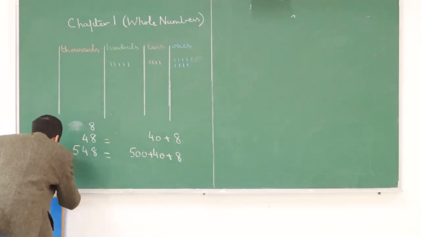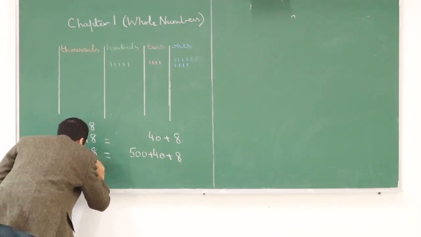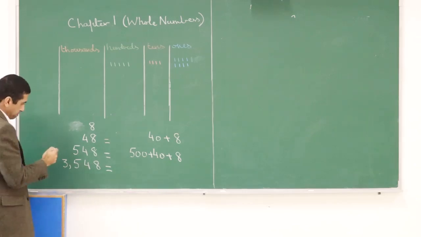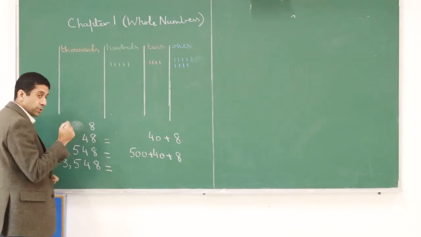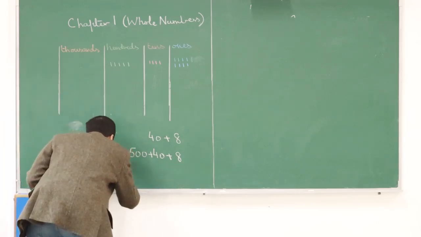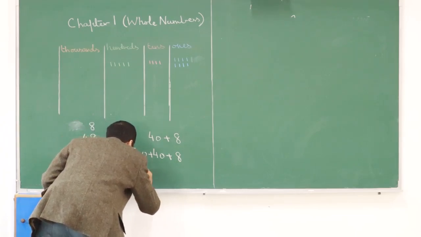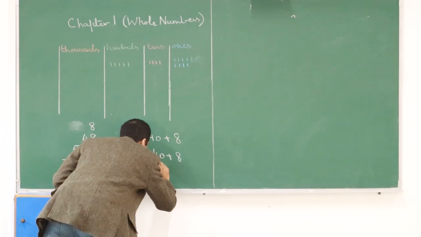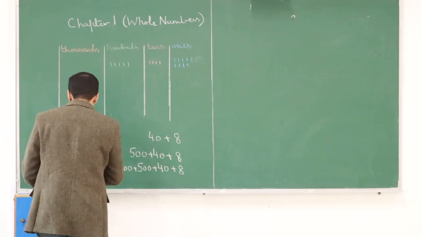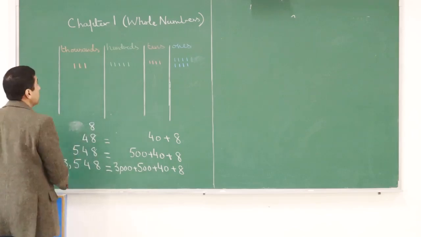Now we want 3,548. So let's do 3,548. Now remember I added a comma here. It's always after every 3 places. And you start counting from the right or left? Right. You always count from the right. So it's going to be 3,000 plus 500 plus 40 plus 8, right? And this is going to be 3,000. So I'm going to add 3,000s here. 1, 2, 3.